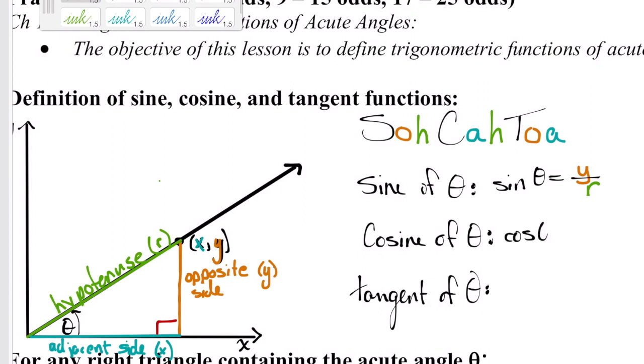For cosine, we labeled that as cos of theta, and that's the adjacent over the hypotenuse. It's the CAH part. And we've labeled our adjacent x, and that's always going to be over our hypotenuse, which again we've labeled as r.